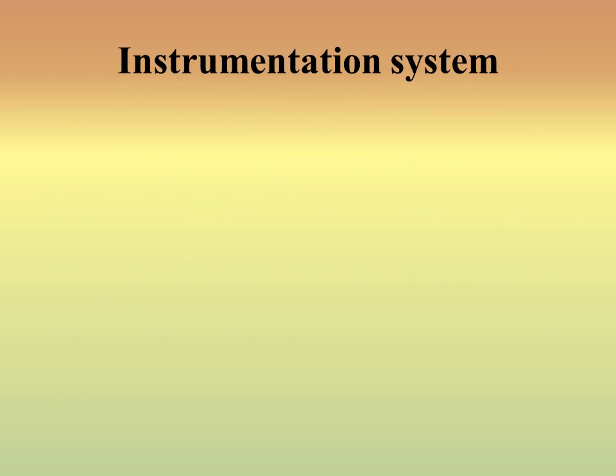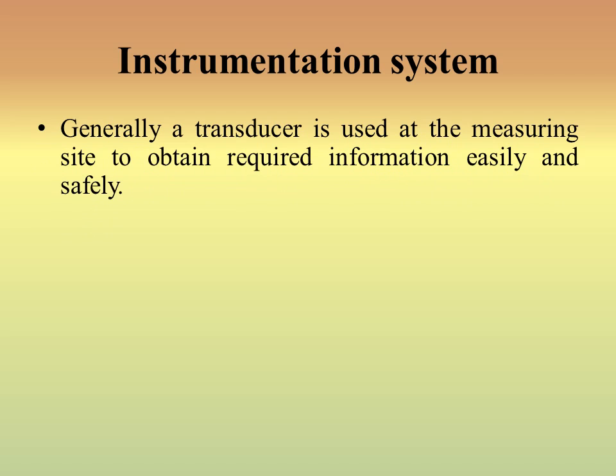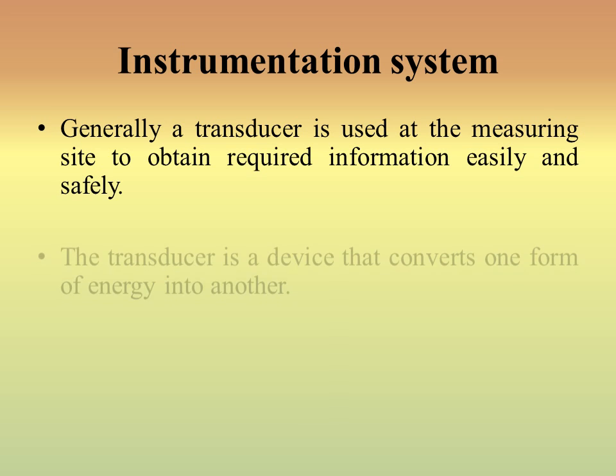First we'll discuss the instrumentation system. Generally, to measure any changes in the furnace or a plant, we use a transducer. A transducer is used at the measuring site to obtain the required information easily and safely, because we cannot go inside the furnace to measure the temperature, but we can use a device that can measure and give us the information inside the furnace. That will be a safe method.